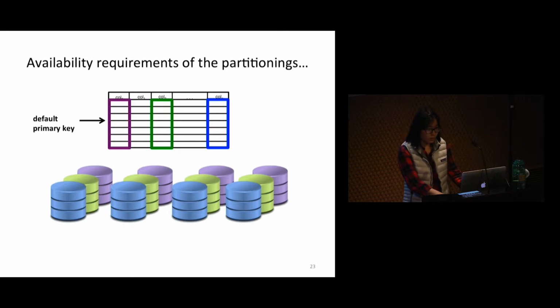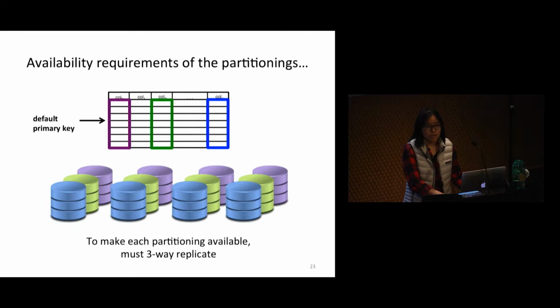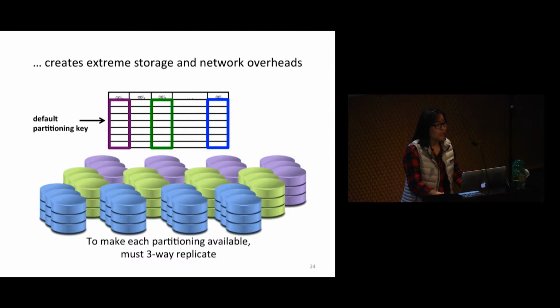So not only do you have storage overheads, you have to replicate everything 9 times, you also have network overheads because each insert needs to visit 9 different partitions instead of 3. And in fact, for those of you familiar with the system, this is the design of the system HyperDex.